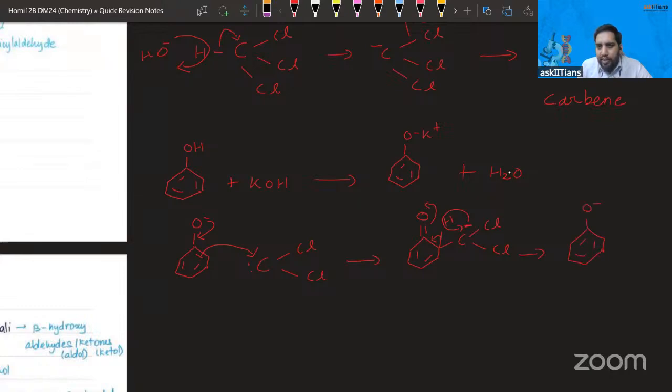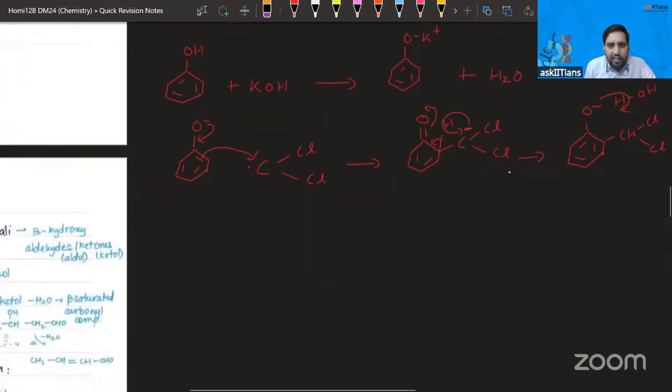O negative, CH, Cl, Cl. This O negative is going to take H plus from water, or we can also show this step at last.